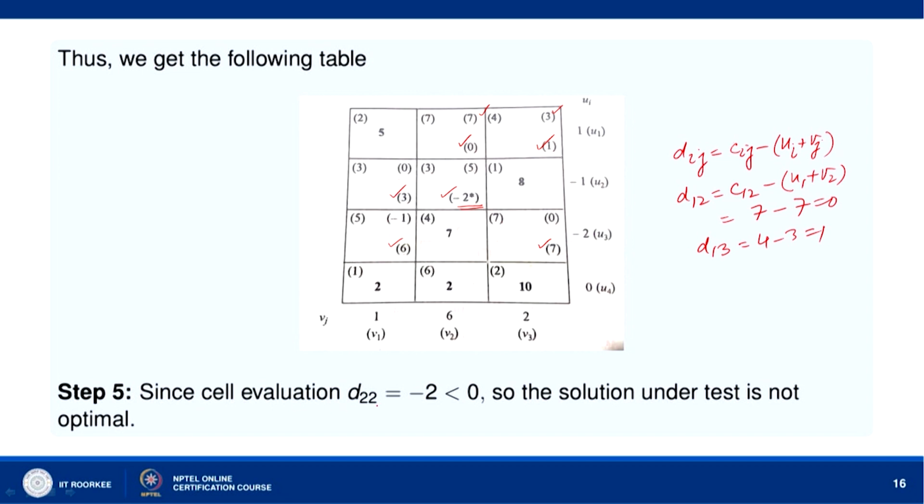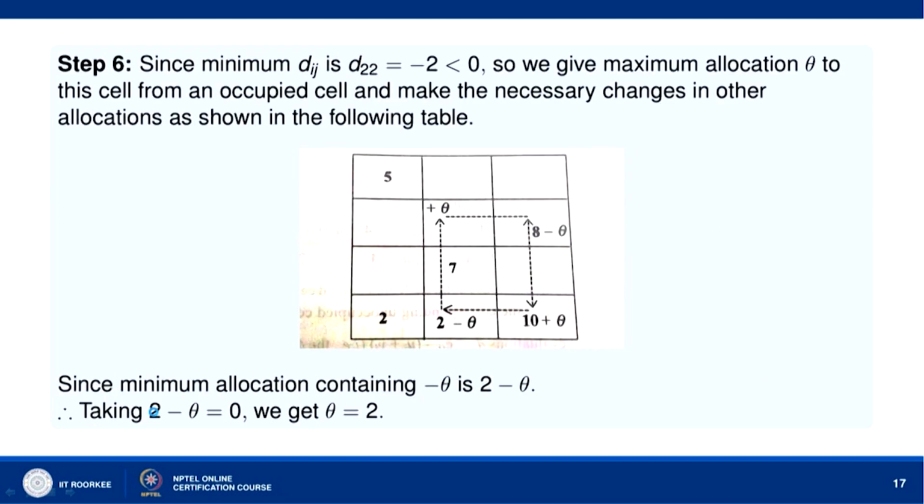So, since cell evaluation D22 is equal to minus 2, which is less than 0, the solution under test is not optimal. So, what we will do, since minimum Dij is D22 equal to minus 2, we give maximum allocation theta to this cell from an occupied cell.